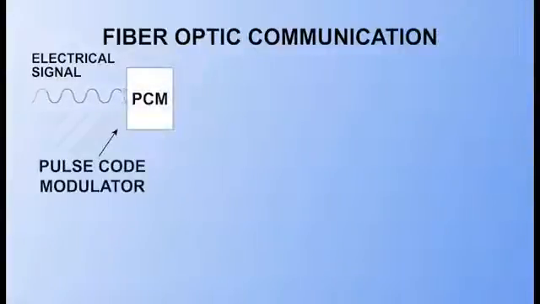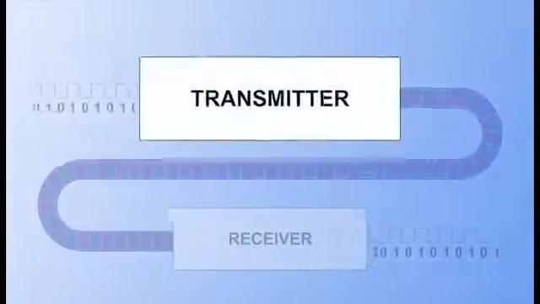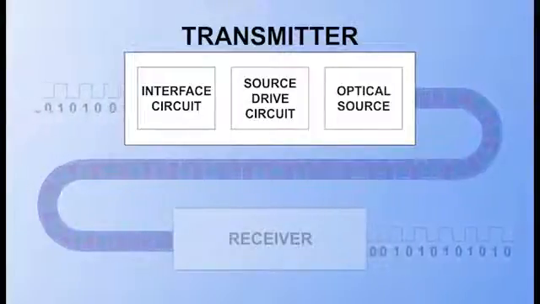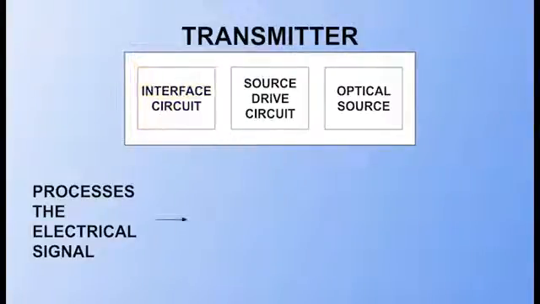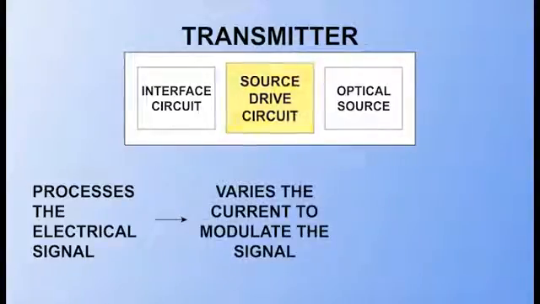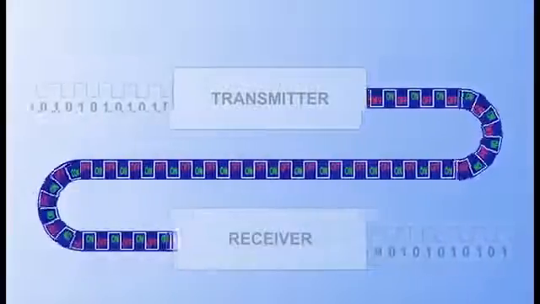The electrical signals can be either digital or analog. Analog signals also require use of a pulse code modulator to convert them to digital form. The transmitter is composed of an interface circuit, source drive circuit, and the optical source. The interface circuit processes the electrical signal, making it compatible with the source drive circuit. In turn, the source drive circuit varies the current to modulate the optical signal. Finally, the optical source changes the electrical energy into light. The pulses of light are sent through the transparent core of the cable.